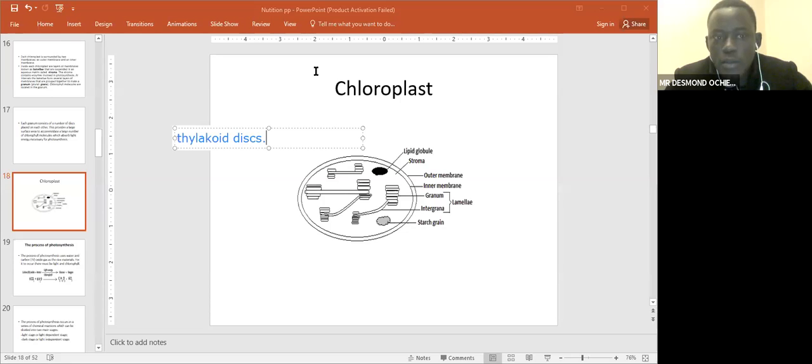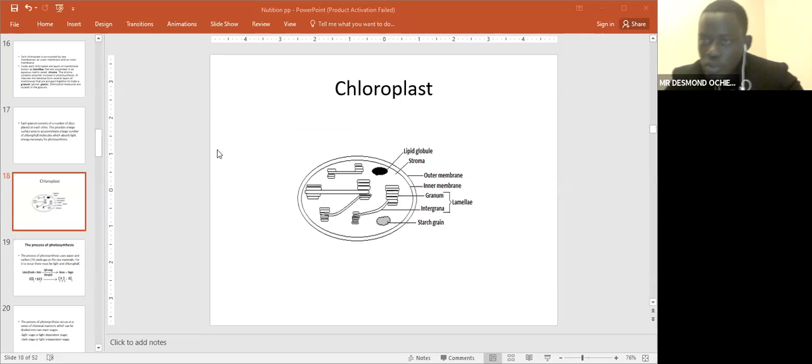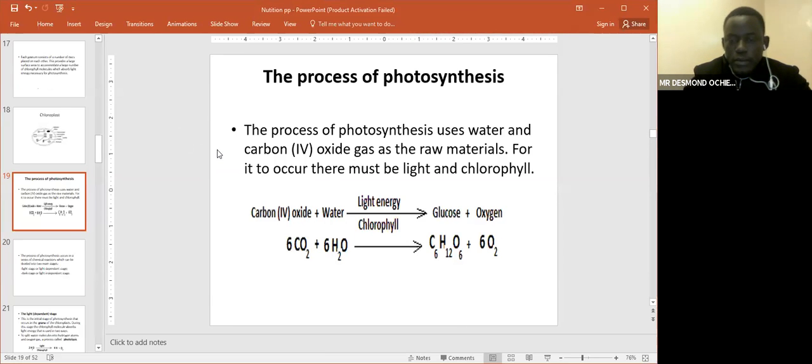So that is the spelling of the word thylakoid. That is basically about the structure of the chloroplast plus the various parts. We'll get to know more about the functions of the various parts as we look into the details of the process of photosynthesis. And that is the next thing that we are looking at, the process of photosynthesis.